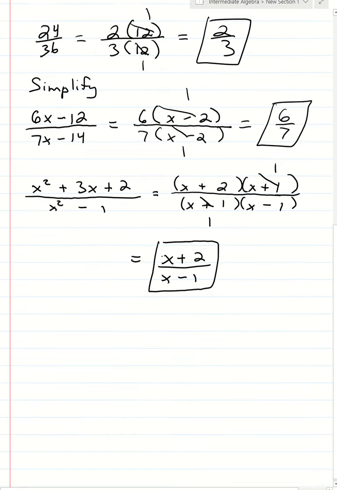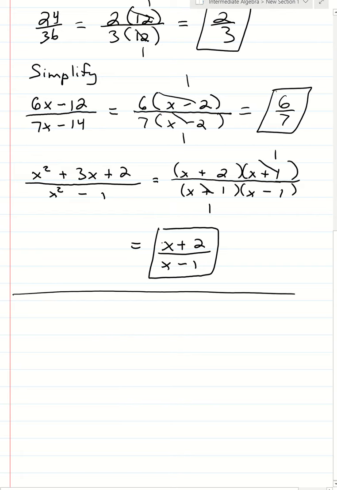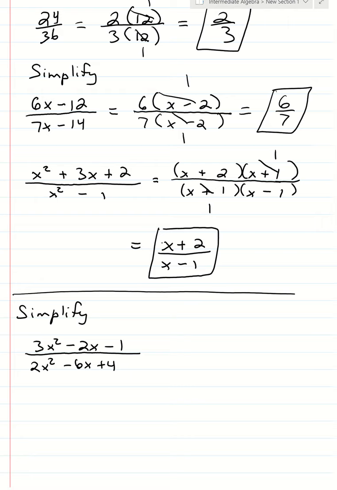Let's try a harder one. Once again, you will be asked to simplify your rational expression. Let's say we have 3x squared minus 2x minus 1 over 2x squared minus 6x plus 4. Now, there's a lot going on here, all right?